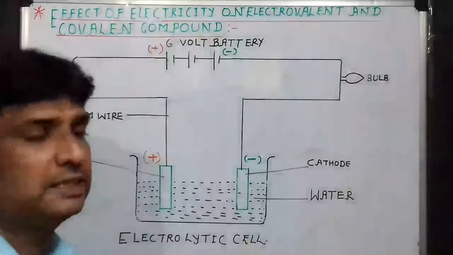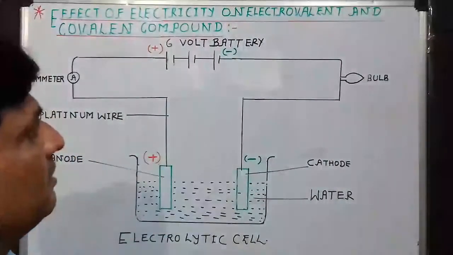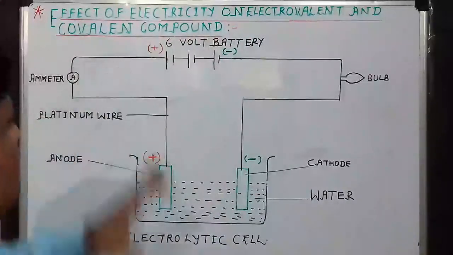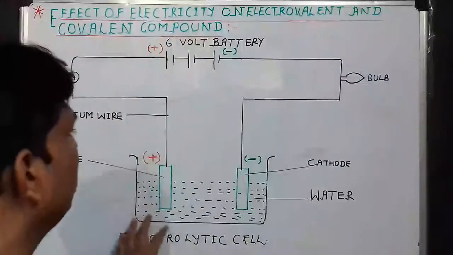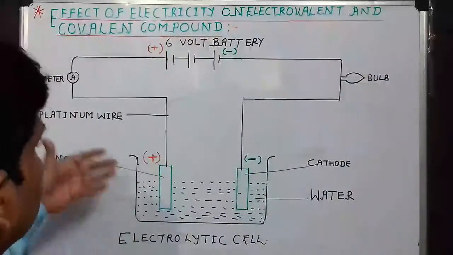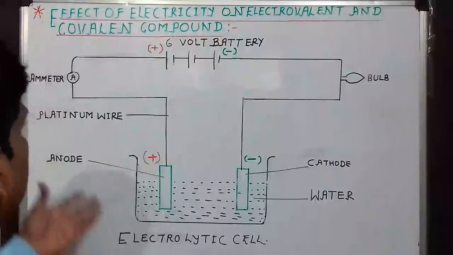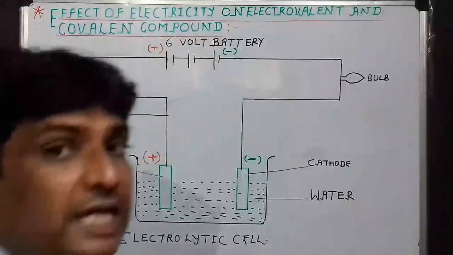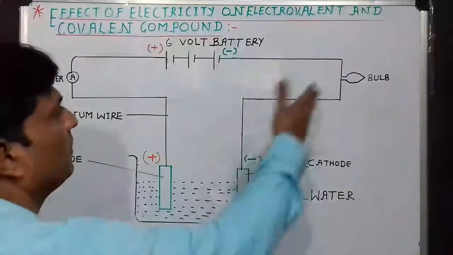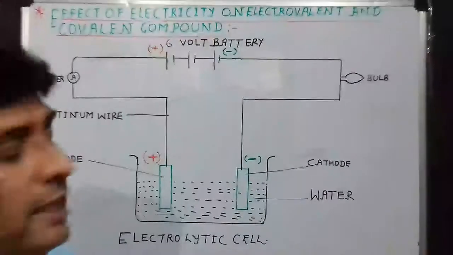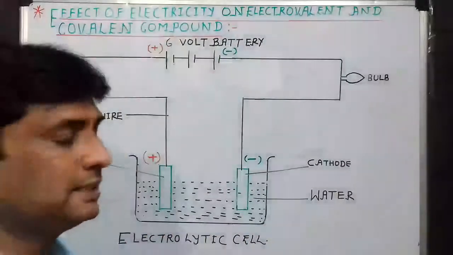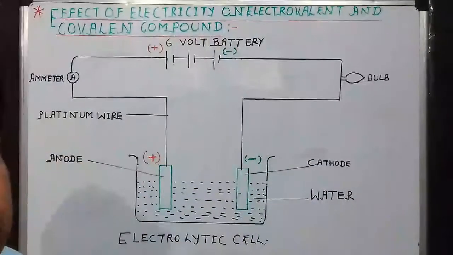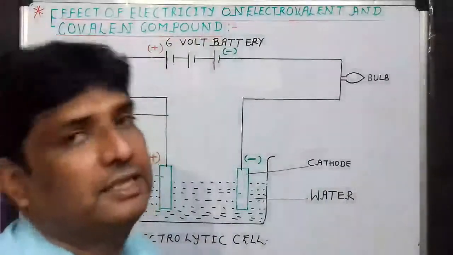Okay, the liquid of the electrovalent compound is poured inside the beaker, and we start passing the current through the battery and electrodes. Then after an instant, the reading of the ammeter increases, okay, and the bulb glows. It means that electricity is conducted through this electrovalent compound.